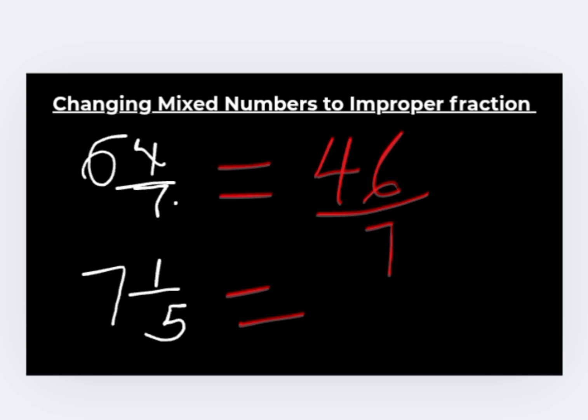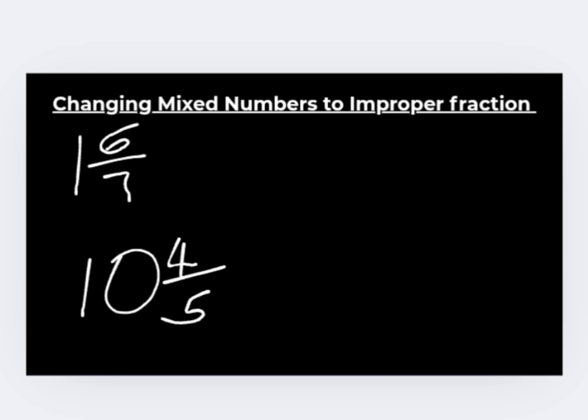So 7 whole number 1 over 5. 5 times 7 is 35. 35 plus 1 gives us 36 over 5. So let's move on to the next.